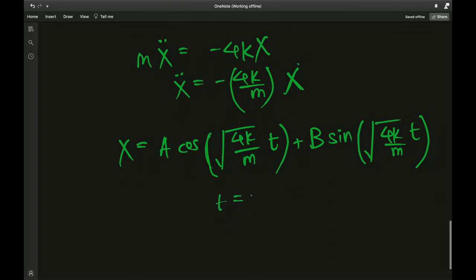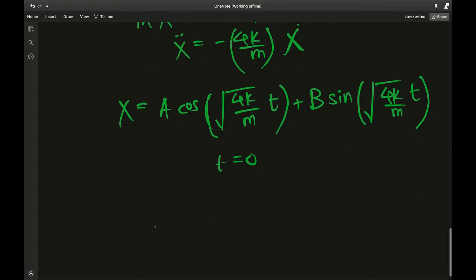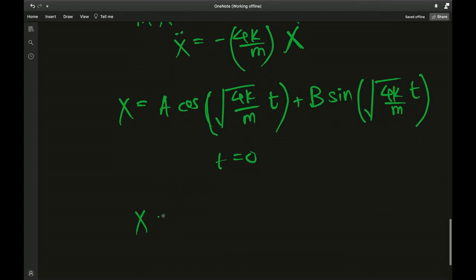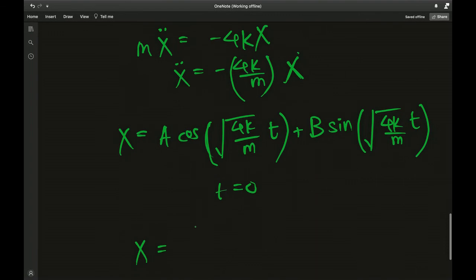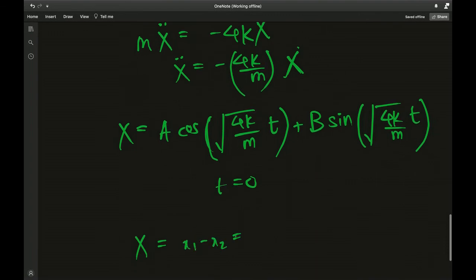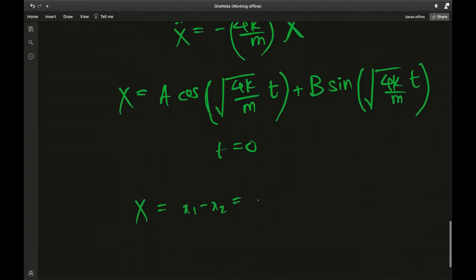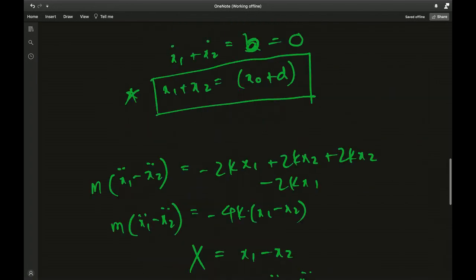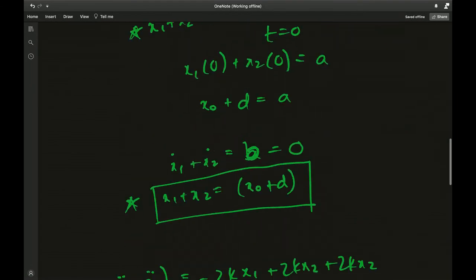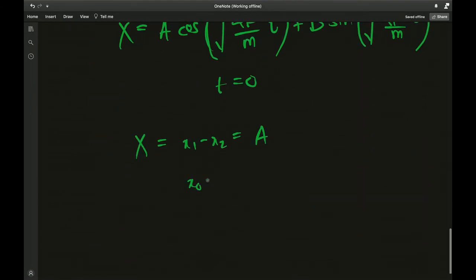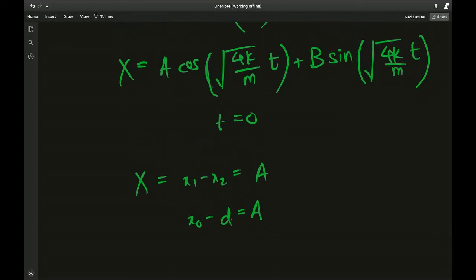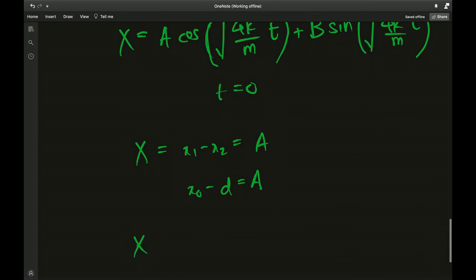So take t equals 0, sine will just vanish, x, which is basically x1 minus x2, is equal to a, and cosine of 0 is 1, so it's just a. X1 at time 0 is x0, and x2 is d. So a is just the difference of these guys. Now for b, let's differentiate capital X with respect to time.